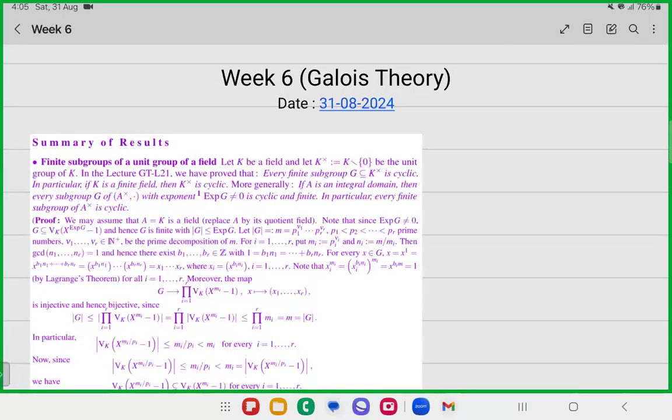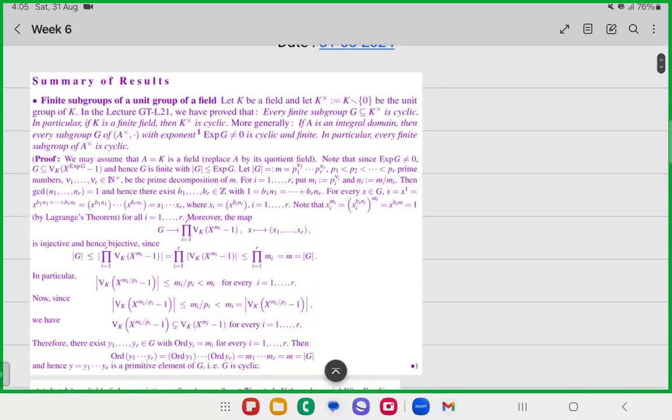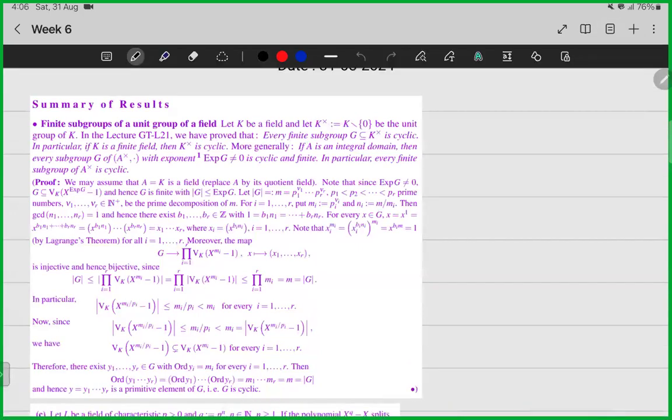So in the notes, we have given some summary of results which have been proved in the class. This was also proved earlier: finite subgroups of the unit group of a field are cyclic, right? This result has already been proved in some class.